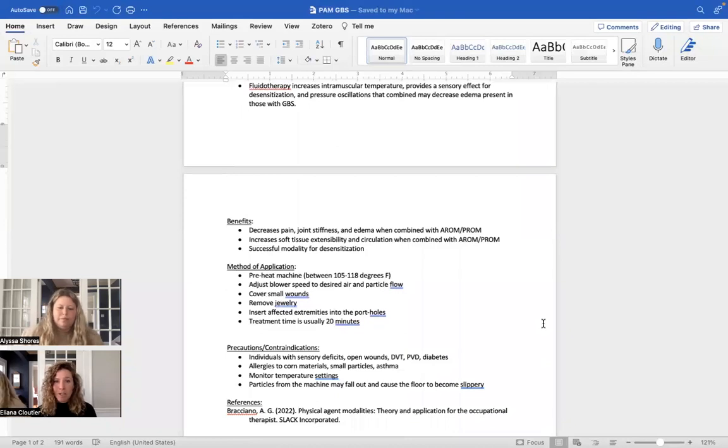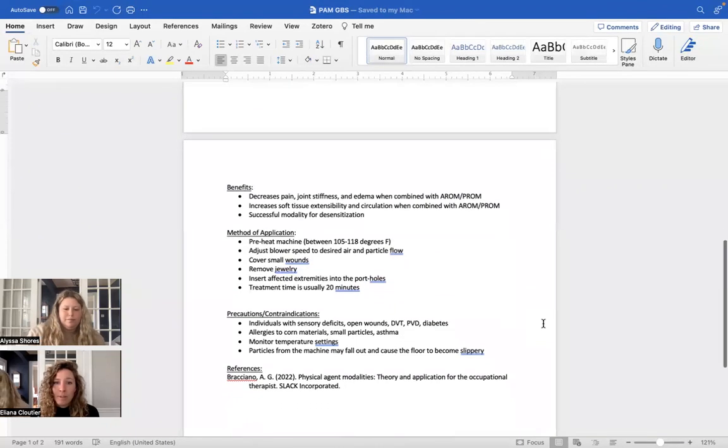A couple of precautions and contraindications: individuals with sensory deficits, open wounds, PVD, diabetes. A lot of people with GBS do have sensory deficits, so it's really important to monitor this experience. Maybe don't go straight to 20 minutes right out of the gate; check them after a few minutes to see how their skin is holding up. Also, client response is going to be different because each case of GBS is so unique. And that's fluidotherapy for y'all.